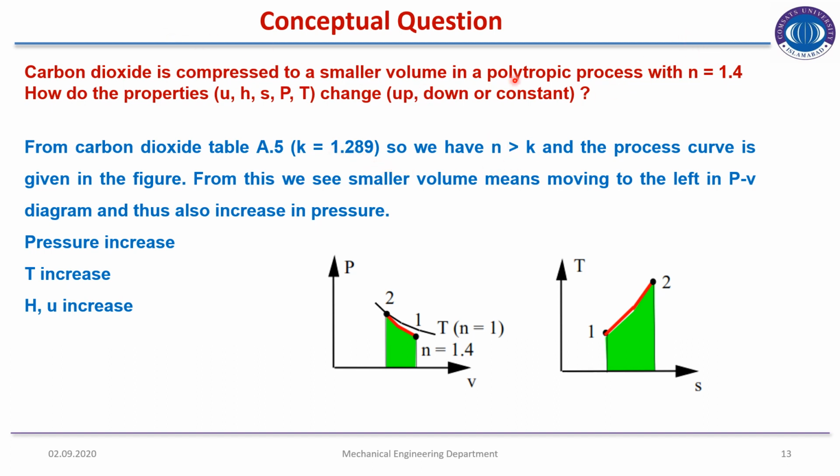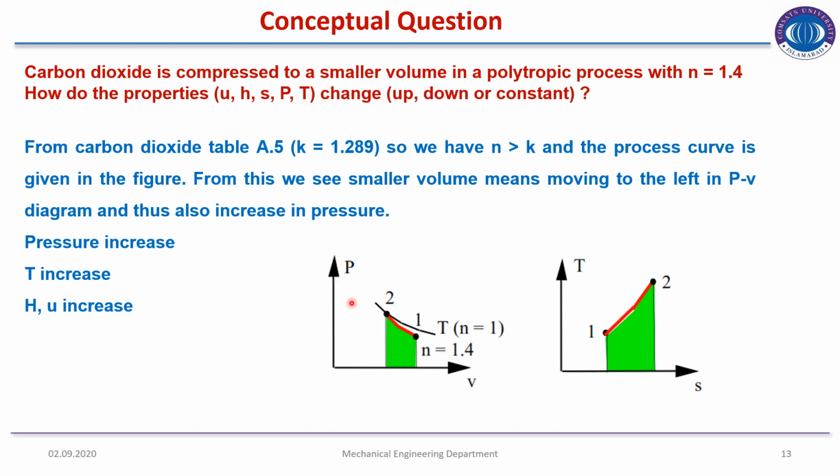For a polytropic process the value of n is greater than k. In the book you should remember that sometimes it is written gamma or k, which is the value of the adiabatic index. Similarly for air the value of n is 1.3 and for gamma it is 1.4, but for carbon dioxide the value of n is 1.4 and gamma or kappa, that is the adiabatic index, is 1.289. So n is greater than k and the process curve is given in the figure.